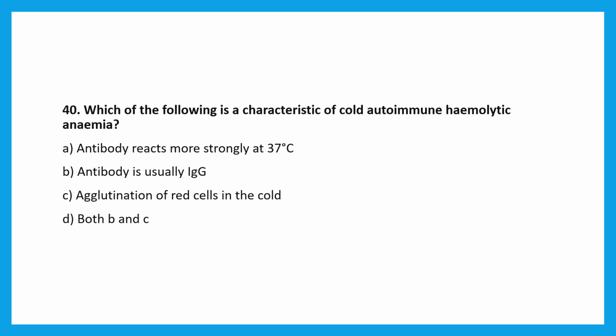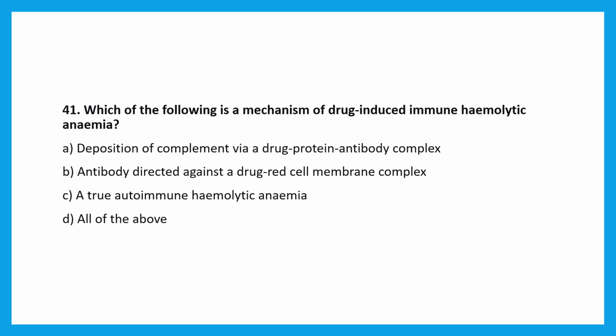Question 40. Which of the following is a characteristic of cold immune hemolytic anemia? Antibody is usually IgG. Antibody reacts more strongly at 37 degrees Celsius. Agglutination of red blood cells in the cold. This is the correct answer. The remaining questions are more like revising and enhancing knowledge. Which of the following is a mechanism of drug-induced immune hemolytic anemia? We said all of the above. These are just repetitions.